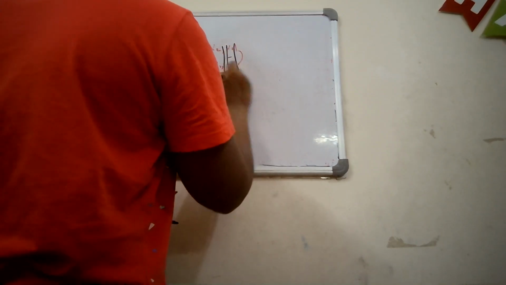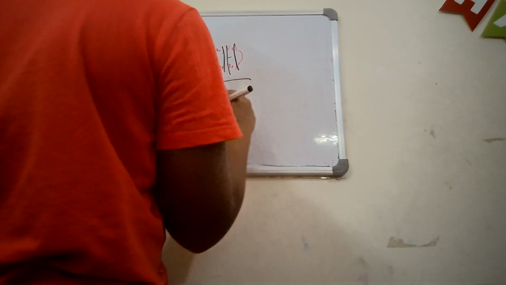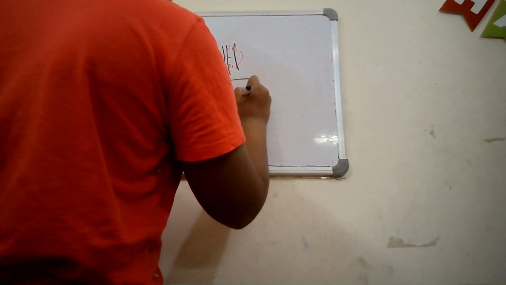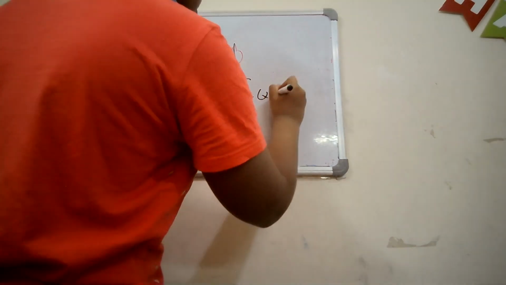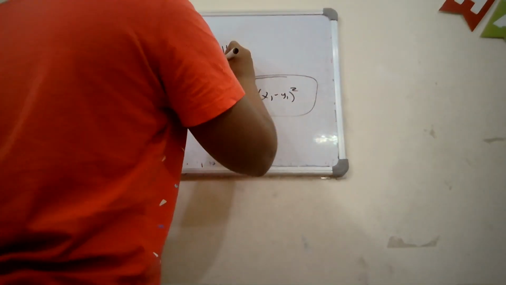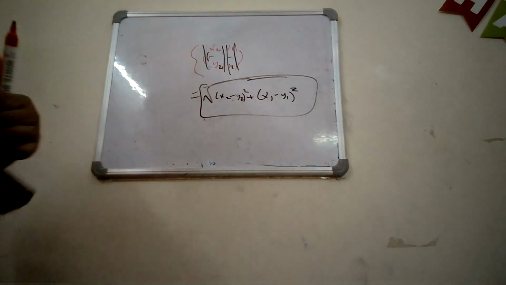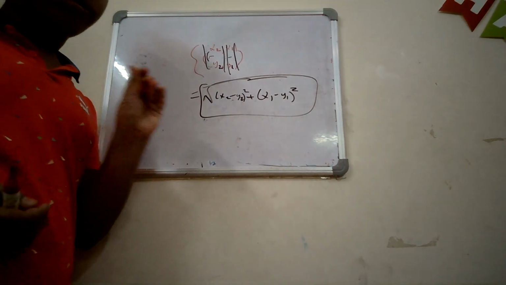So that's how we get the square root of (x2 minus x1) squared plus (y2 minus y1) squared. Right? Alright guys, so I hope you enjoyed today's video. That should be all. And this is just a brief recap.